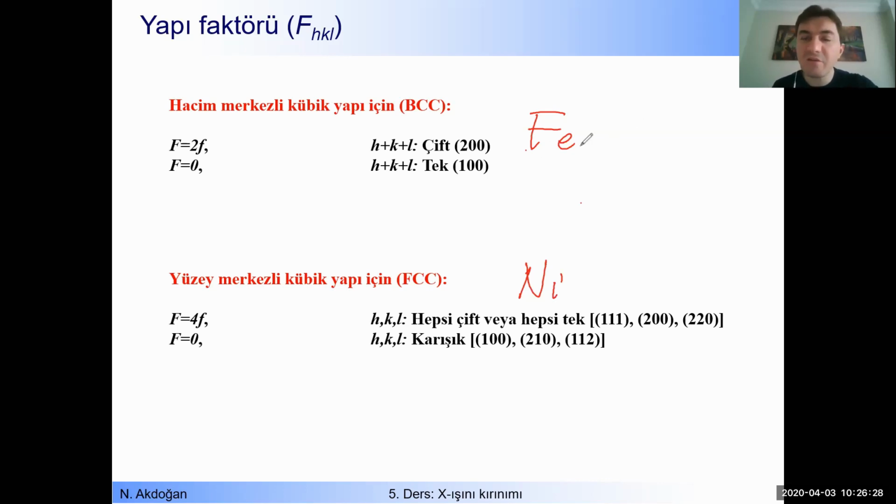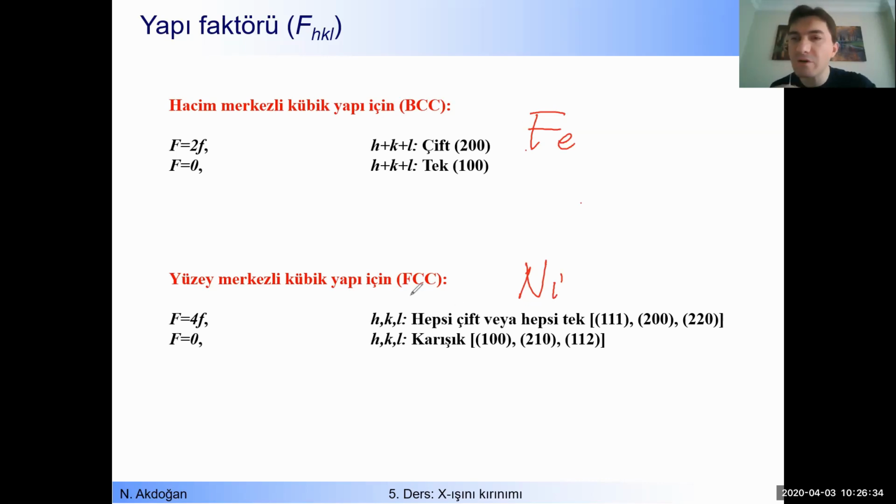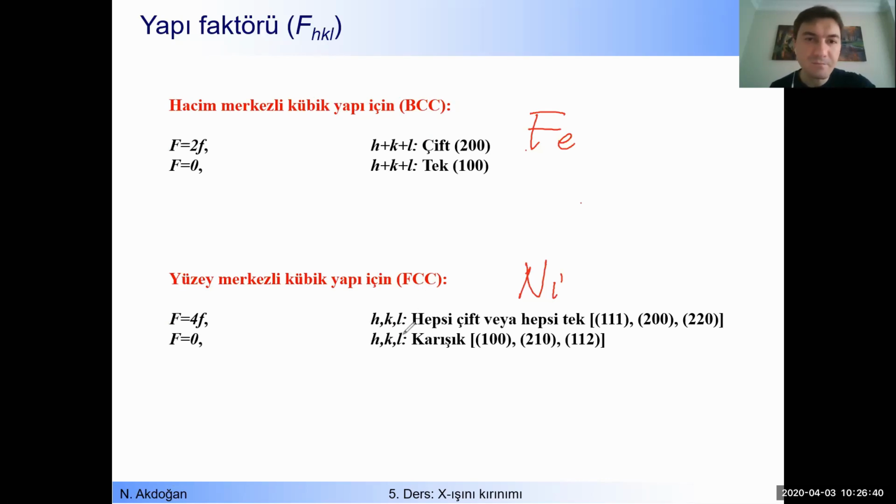So in case of iron, both of them are cubic, but this is body-centered, this is face-centered. I will not go into detail what is body-centered, what is face-centered. If you have any question, I can go into detail. So if you are, for example, investigating iron crystal, you can only get diffracted signals from even HKL planes.